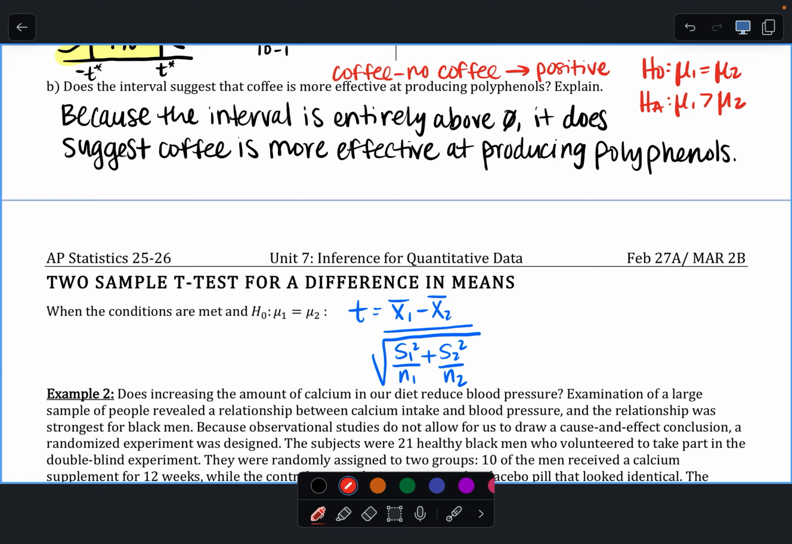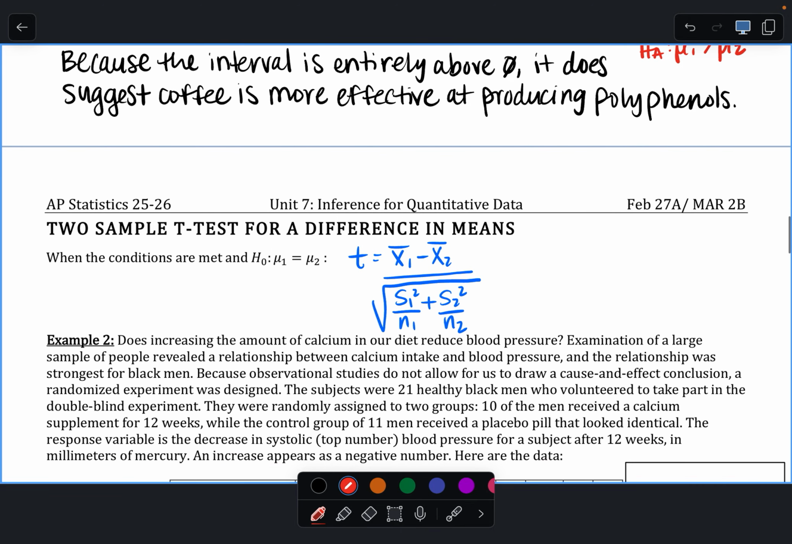And usually, if I'm remembering correctly in the grading, they do not give you any credit for that. If you just go in and did the significance test and said, we reject the null, there is convincing evidence that coffee does increase polyphenol levels, you still get no credit for that because you did not relate it to the interval. Now, second thing, we have the significance test.